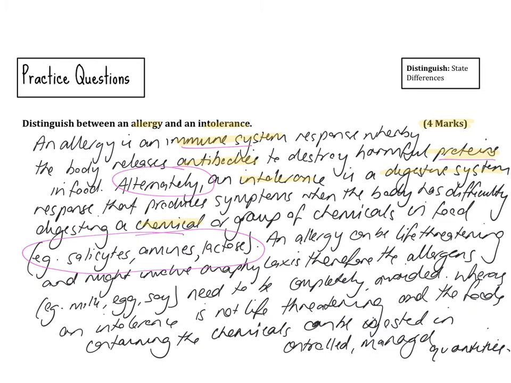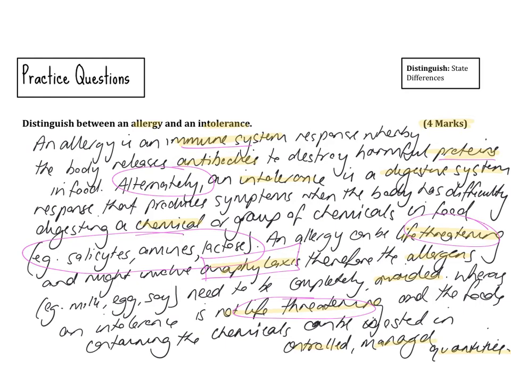So let's continue. An allergy can be life-threatening and might involve anaphylaxis. Therefore, the allergens, for example, milk, egg, and soy, need to be completely avoided. Whereas an intolerance is not life-threatening, and the foods containing the chemicals can be ingested in controlled and managed quantities. Again, we're providing more differences between an allergy and an intolerance. An allergy has been deemed life-threatening, whereas an intolerance is not life-threatening, which is another difference. We've also said the term anaphylaxis, which is a key feature of someone having a severe allergy, and it is not related to someone having an intolerance.